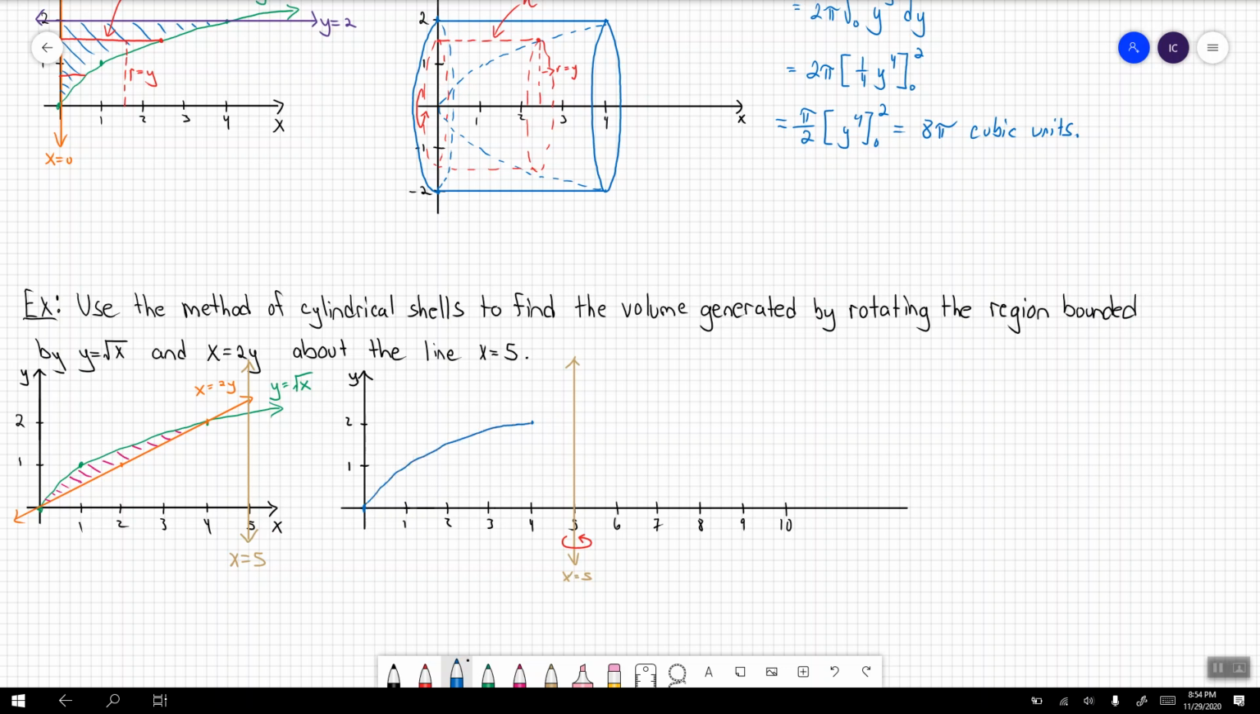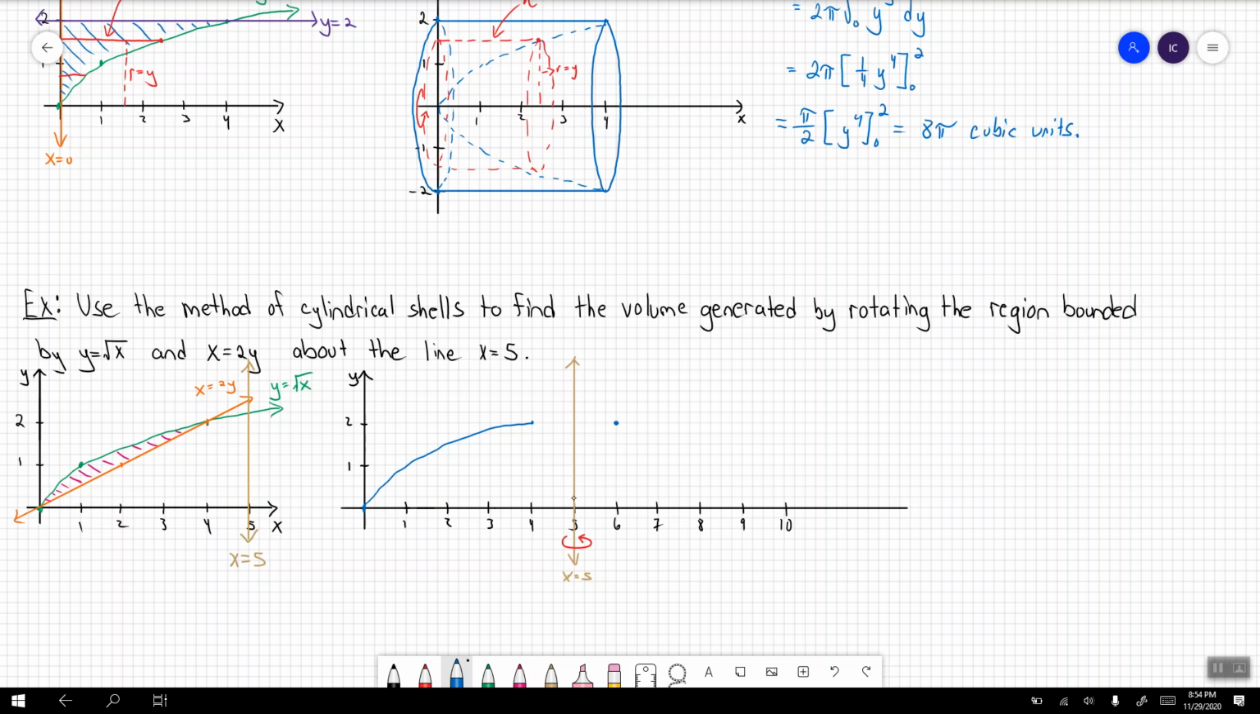Alright, so there's my first function. Now I'm going to try to reflect this across that axis of rotation, x is equal to 5. The point 4, 2 is just 1 unit away from the axis of rotation, which is x is equal to 5. So my other point is going to be at 6, 2. And then my other point was 1, 1, and that 1, 1 was 4 units away. So 1, 2, 3, 4 units away from my axis of rotation.